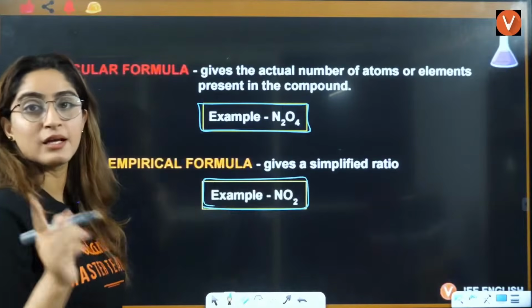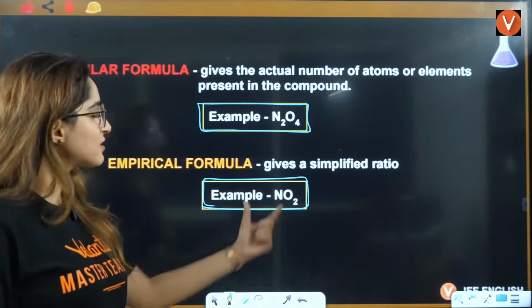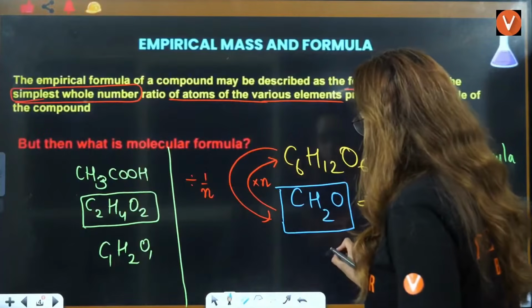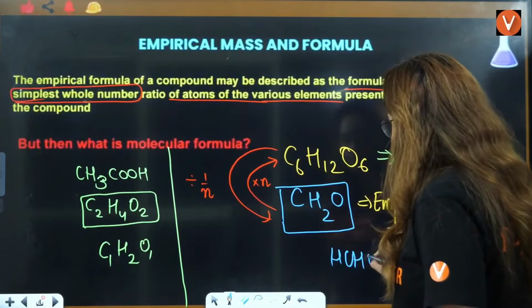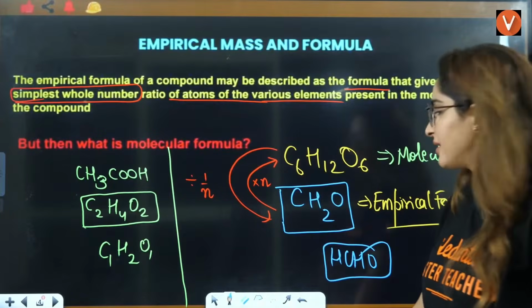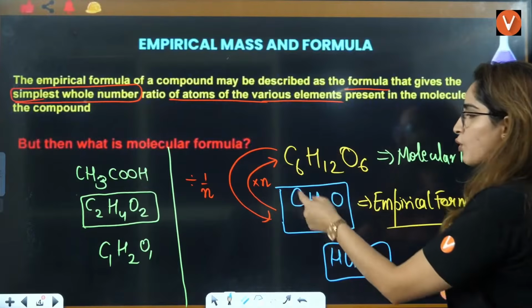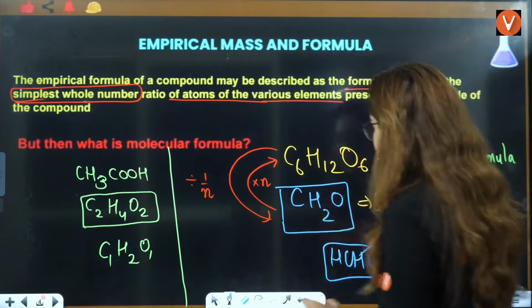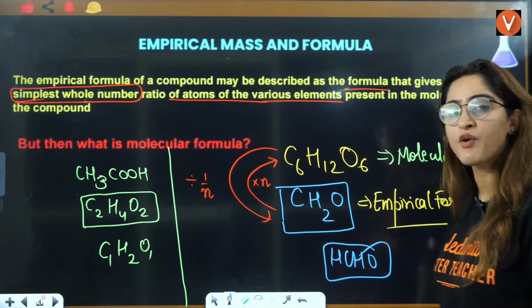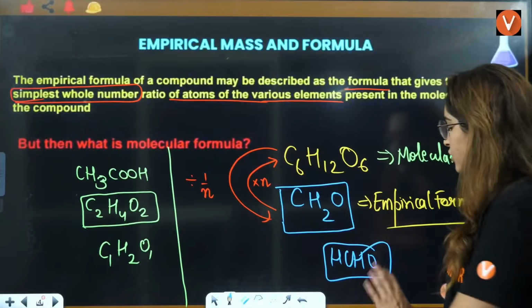That is the empirical formula. Now, it's the same thing. If you talk about CH2O, this is also HCHO. That means methanol has the same formula, right? This is also the empirical formula of glucose and of acetic acid, but this is also methanol. It can also be rearranged into methanol.